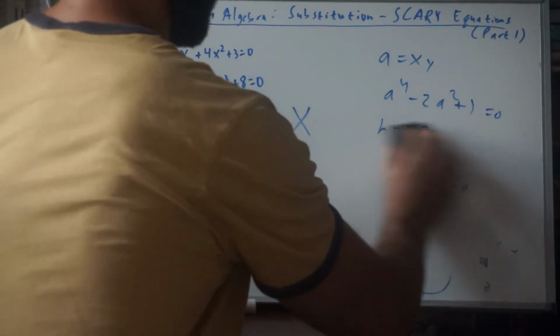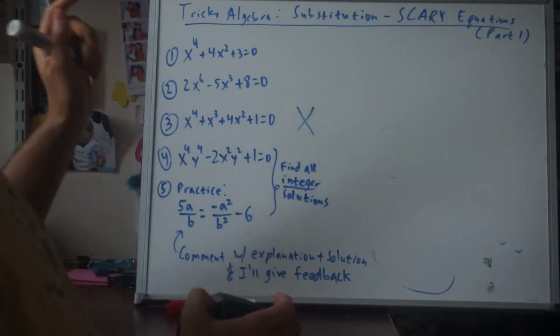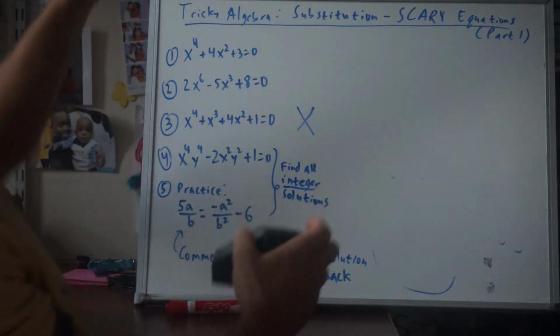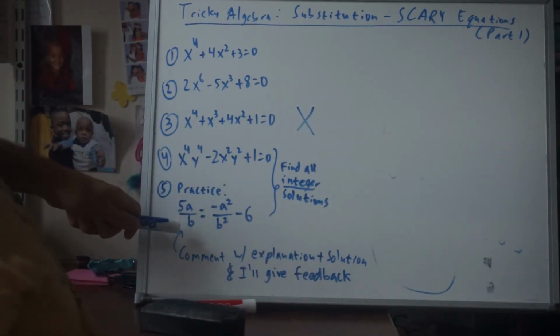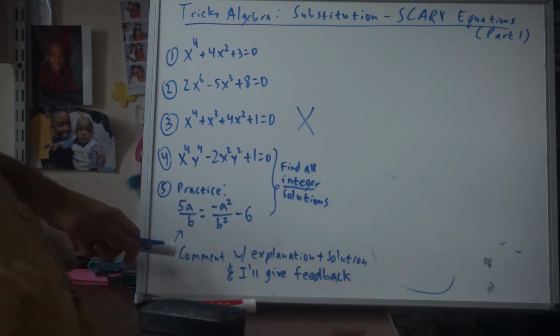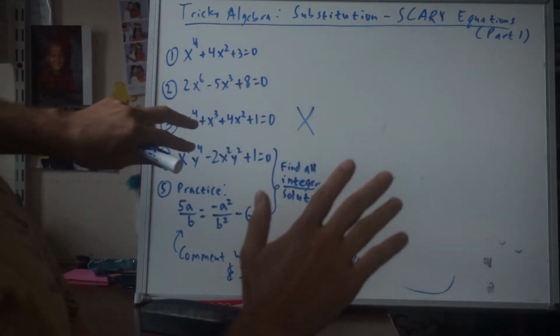All right, I'll leave it there. And here's a practice problem for you guys. I'm not going to do this one, but I encourage you to try it on your own. It shouldn't be too different from number 4. So it's 5a over b equals negative a squared over b squared minus 6. Try to leave a comment with an explanation and your solution, and I'll give feedback. You could pause it here if you want to think about it.